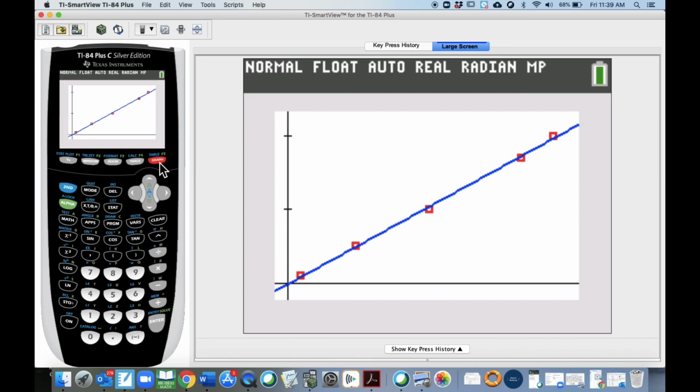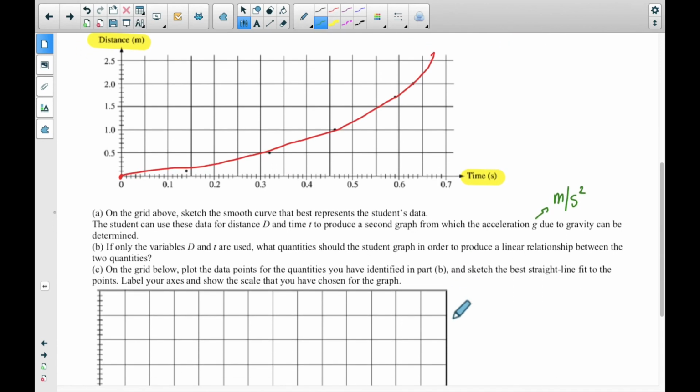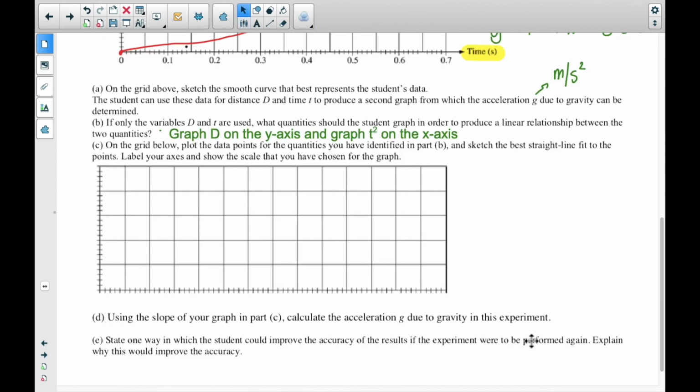Okay, let's transition back over to the paper again. So we have our equation written down somewhere. I'm just going to write mine up here. This 4.99 tells me that's the slope of the line that's going to appear down here. So first of all, if only the variables d and t are used, what quantities should the student graph in order to produce a linear relationship between the two quantities? And so to answer that question, we should graph d on the y-axis and t squared on the x-axis.